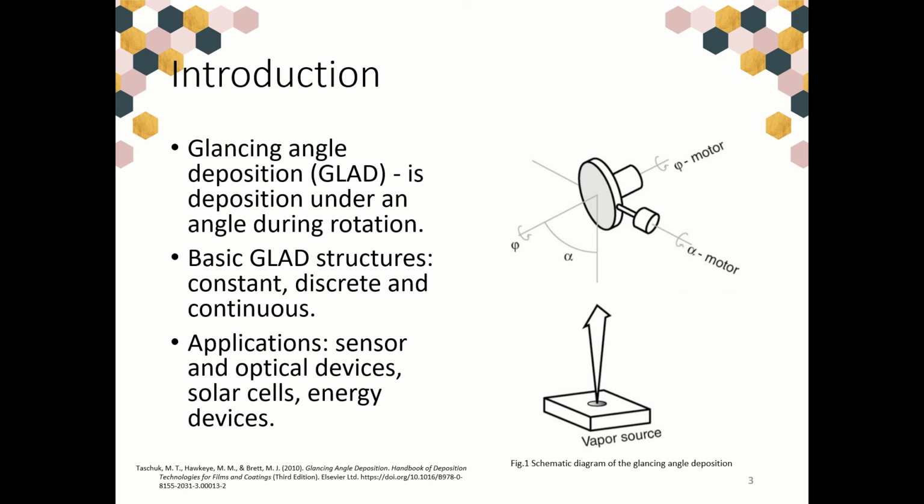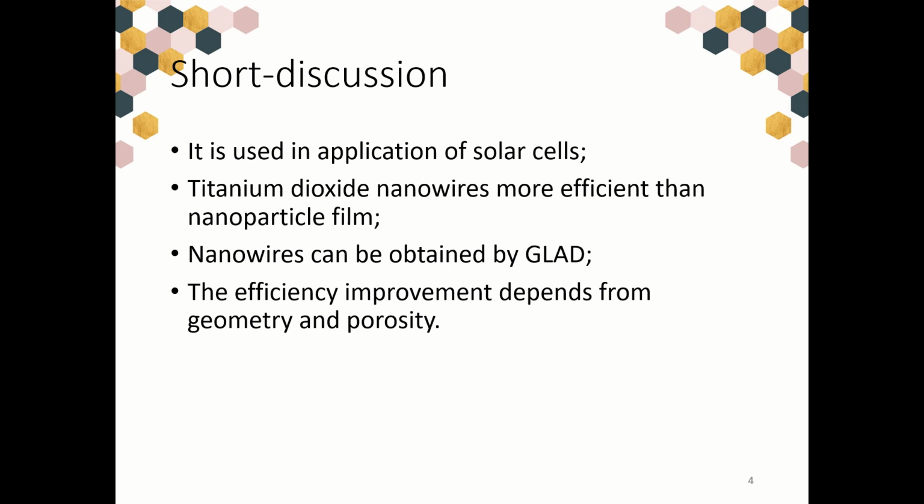In general, a line connecting the centers of the substrate and the vapor source goes through the maximum of vapor flux plume. And by growing the structure on the substrate, it can be utilized on sensor and optical devices, solar cells, and energy devices. For instance, different research was done by researchers by using glancing angle deposition to grow thin layer of nanoparticles on nanowires, which can be used in solar cells.